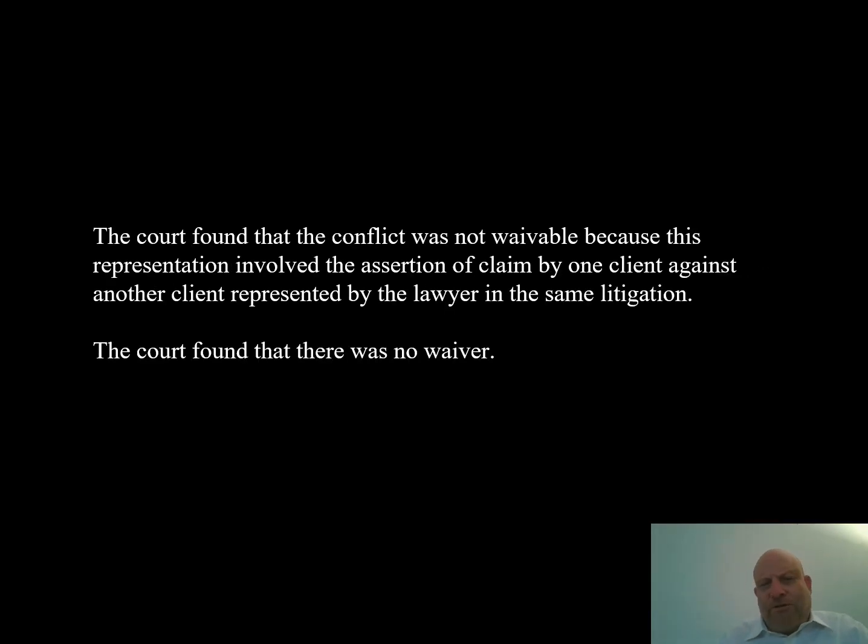So here's where the court says there is a conflict and it's not waivable because it involves an assertion of a claim by one client against another client represented by the same lawyer in the same litigation. So you can't waive that. And also, even if you could waive it, there was no waiver. There was no acceptable waiver.